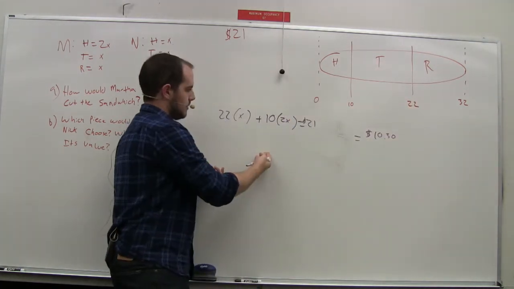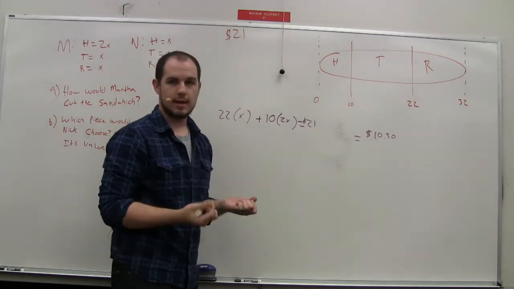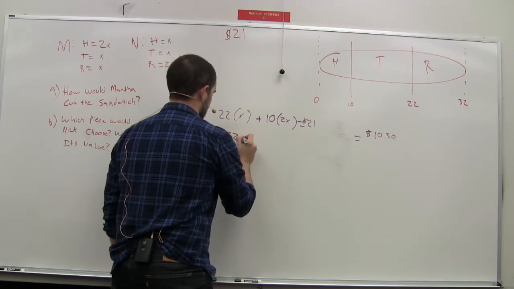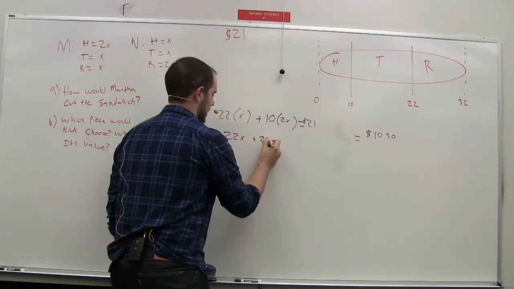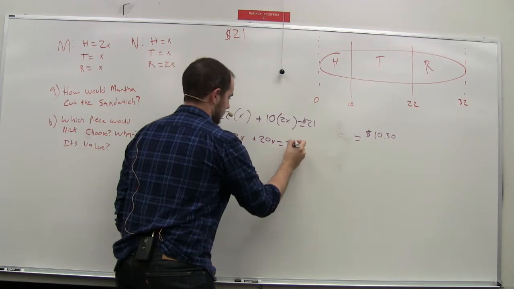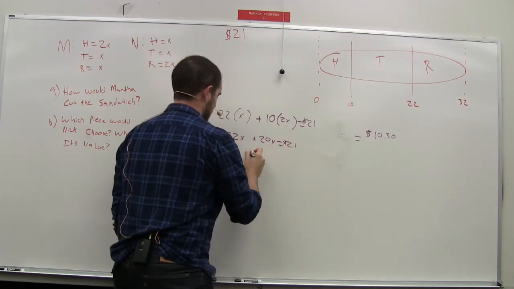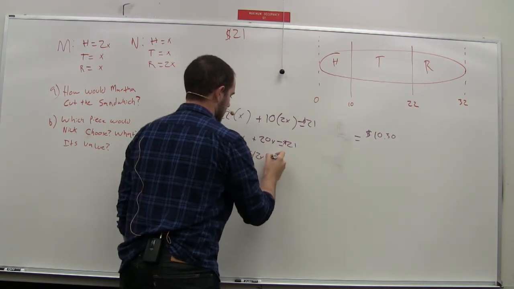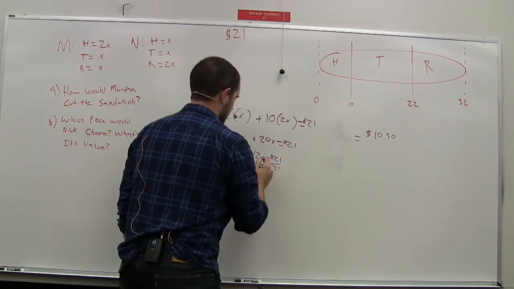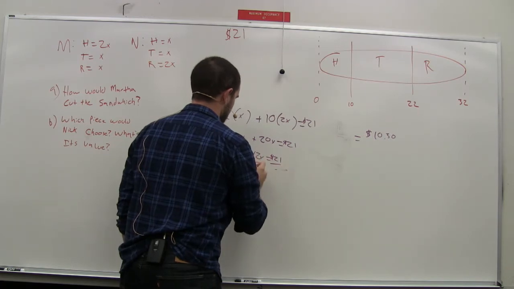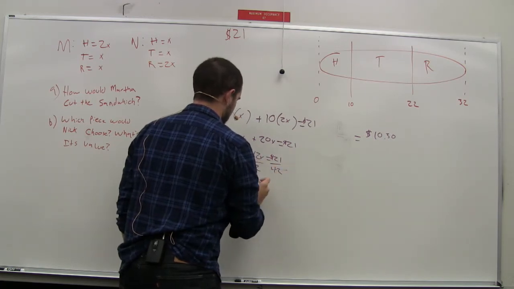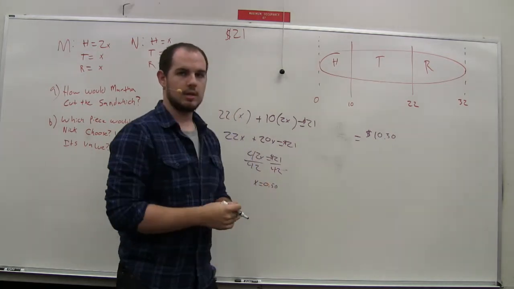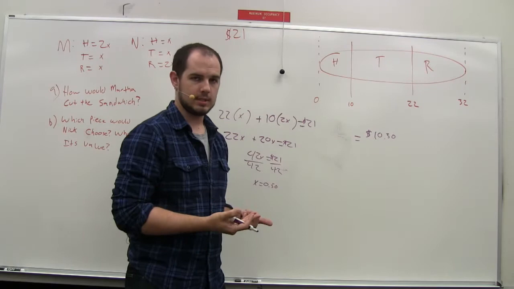Okay, so now we have a problem that we can solve to find the value of x. Let's put our algebra skills to use. So we have 22x plus 20x equal to 21. We combine the like terms, we get 42x equals $21. And if we solve for x, we divide by the 42 here, we get a value of x equals 0.5. In other words, every inch that is worth x is worth 50 cents.